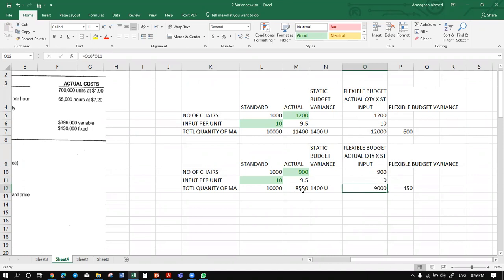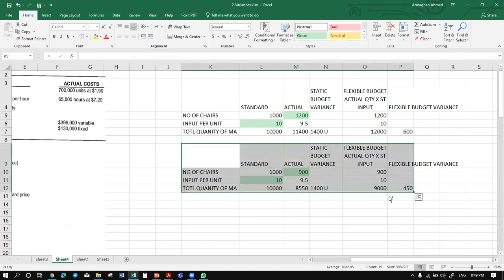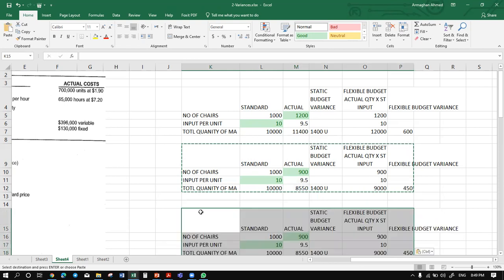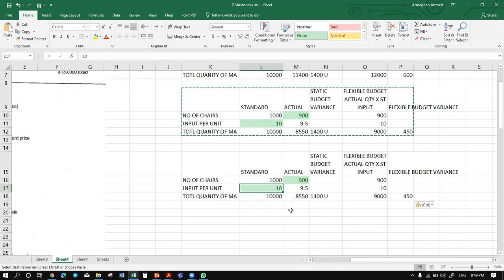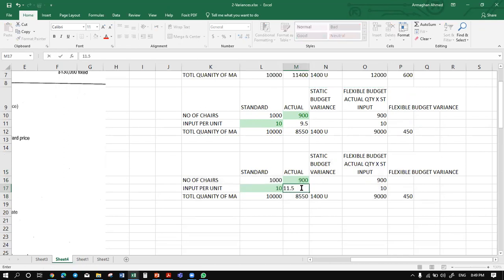So in fact, we are using less. Actually, we are consuming less material compared to the standard. Sometimes it may happen that you are not using 9.5, you might use 11 or 12. Then it will be unfavorable. Let's see this situation as well. In this scenario, if you are in fact using 11.5, here I should keep 11.5.